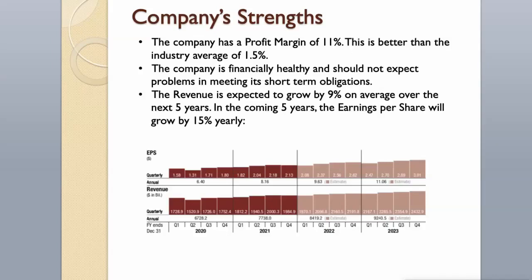The company has a profit margin of 11%. This is better than the industry average of 1.5%. The company is financially healthy and should not expect problems in meeting its short-term obligations. The revenue is expected to grow by 9% on average over the next 5 years. In the coming 5 years, the earnings per share will grow by 15% yearly.